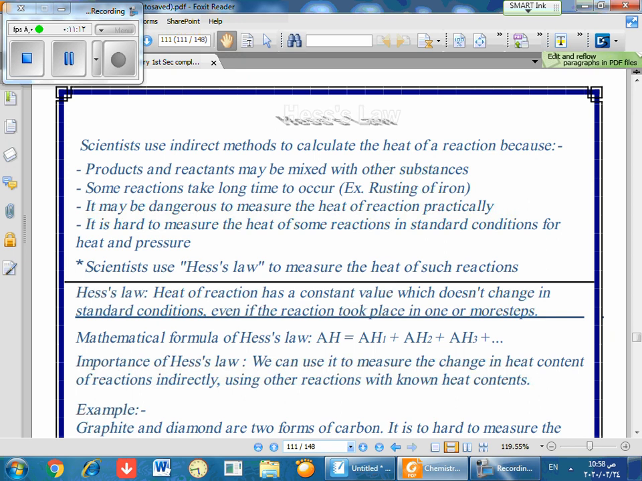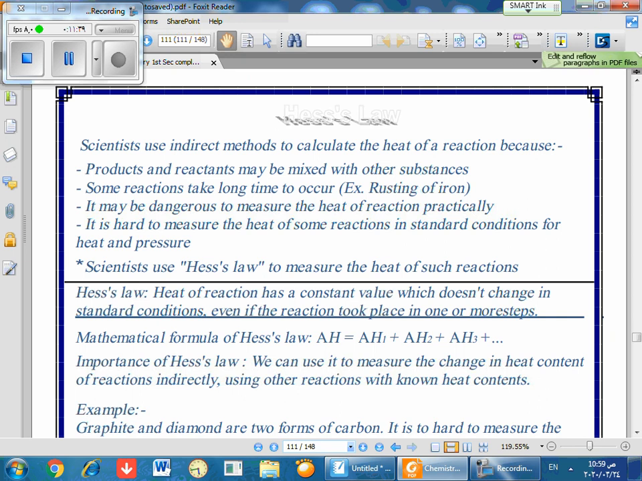Okay, some reactions are combined with the formation of an explosion, so we won't measure them. It is hard to measure the heat of some reactions in standard conditions. So this is a factor: maybe we can't measure the change of heat directly. So scientists use Hess's law to find the heat of such reactions.